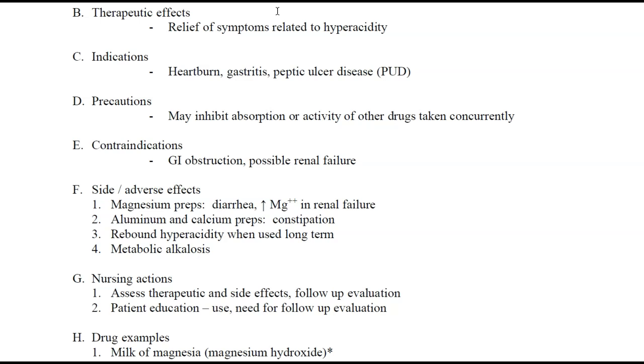So, side effects or adverse effects of antacids. Magnesium preps can cause diarrhea and an increase in magnesium, or hypermagnesemia, especially in renal failure patients. There are also medications which contain aluminum and calcium. The aluminum and calcium preps can actually cause constipation, and kidney stones for calcium preps because of the presence of too much calcium. There may be instances when it can cause rebound hyperacidity when used long term, right?